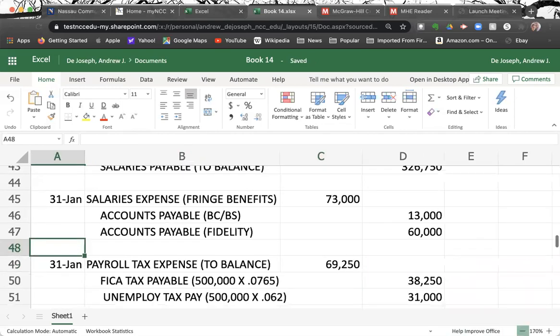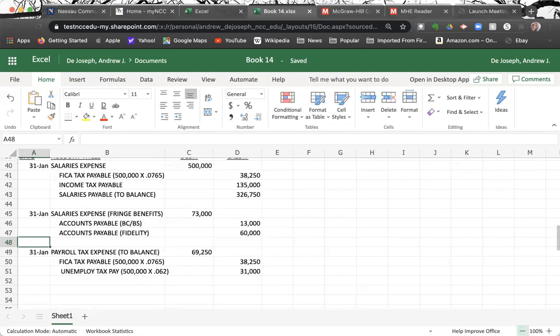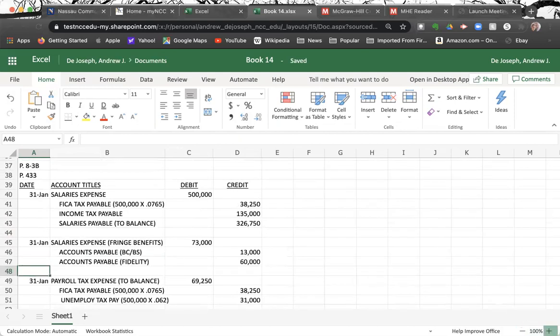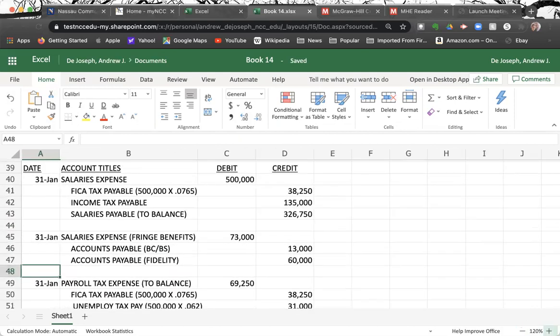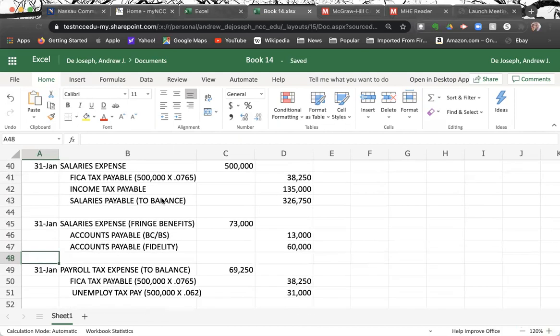So that's the problem. That's the entire problem. First, make the entry for the employee's salary minus all the amounts that are taken out. Then the fringe benefits. Then the payroll tax expense.